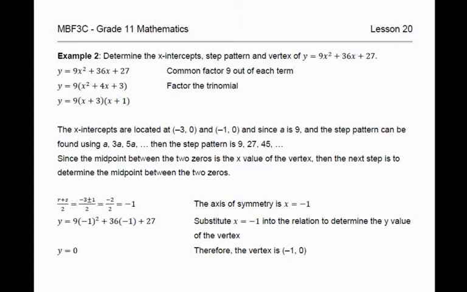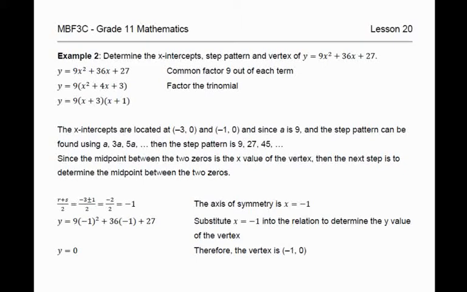So we start off by factoring out the 9, and that gives us 9(x squared plus 4x plus 3). And we factor out that trinomial, we end up with 9(x plus 3)(x plus 1). So our x-intercepts are at (negative 3, 0) and (negative 1, 0). A is 9, so the step pattern is going to be 9, 27, 45, and so on.